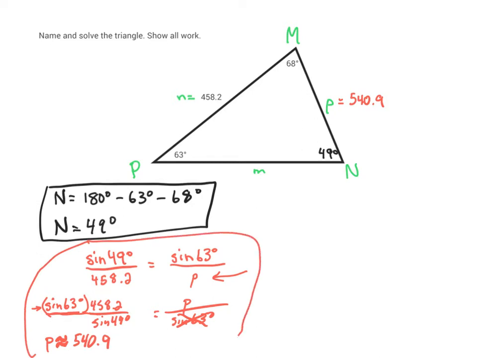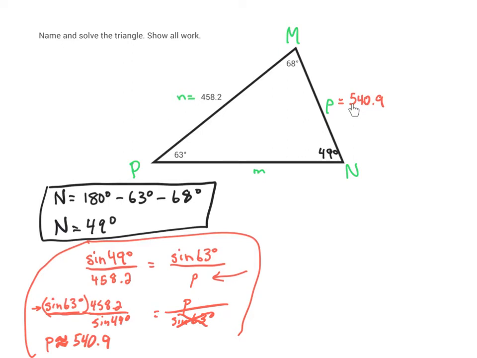Do I know exactly two angles? Nope, I still know three angles. The answer will always be no once I know the third angle. All right, do I know a side and an angle that are opposite to each other? Well, yeah, I know the 63 and the 540.9. I also know the 49 and the 458.2. I'm going to use these two because this one is rounded a little bit.